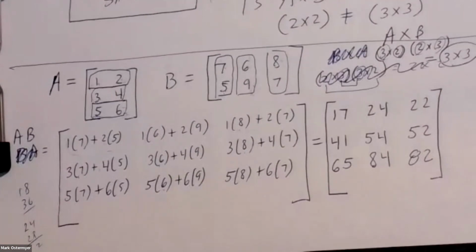Do we understand how we're multiplying matrices together? It's always the row of the first matrix times the column of the second matrix.